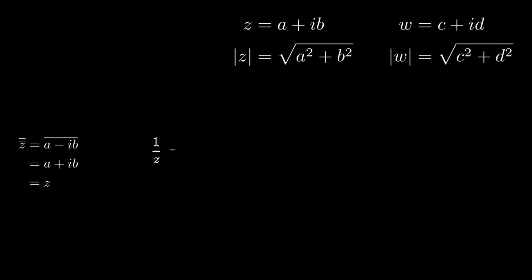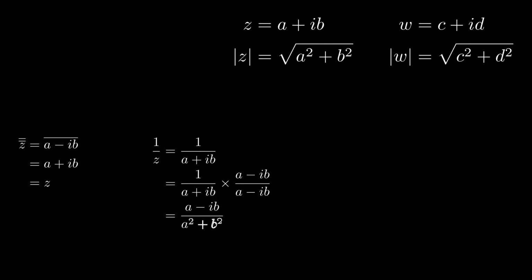Now let's consider the reciprocal of z. So we'll write 1 over z as 1 over a plus ib. And we know for division, we multiply the numerator and the denominator by the conjugate. And on simplification, we can see that the numerator now is a minus ib, which is z bar. And on the bottom, we get a squared plus b squared. And we've only just established that a squared plus b squared is in fact the modulus of z squared. This is a result that's surprisingly useful in trigonometry, but we'll see that in a future video.